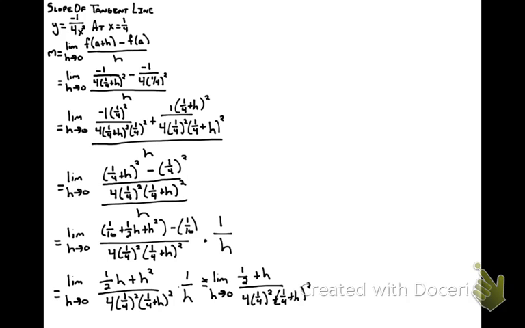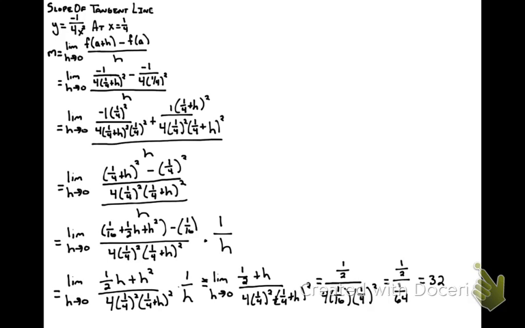And now I've simplified it in such a way that I can actually substitute in 0. When I do that, my numerator is just 1/2. Right now I can actually take the limit. My denominator becomes 4 times 1/16, because that's 1/4 squared, times another 1/4 squared, which means with 1/2 over 1/64, which equals 32.